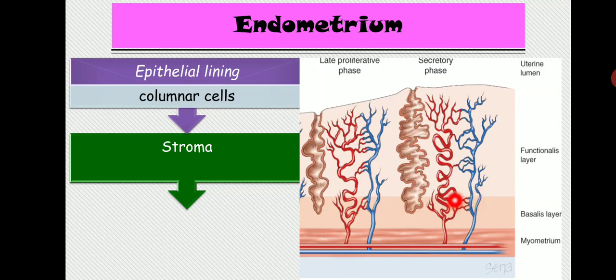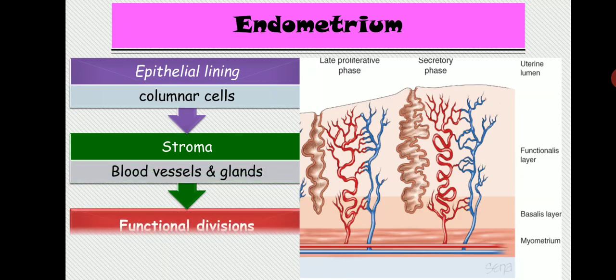As you are able to see, the stroma has various blood vessels, and it also has glands. These are the glands. They secrete products into the lumen of the uterus. So these are the glands, these are the blood vessels. Inside the stroma there are blood vessels and glands.